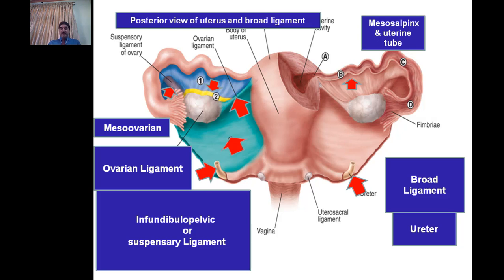Also seen in the posterior aspect of the broad ligament are uterosacral ligaments. These ligaments are important because they give support to the uterus. In addition, lymphatics through these ligaments pass to the sacral group of lymph nodes from cervix.